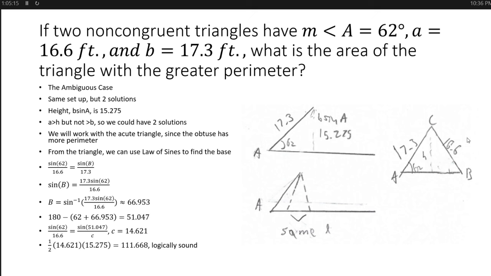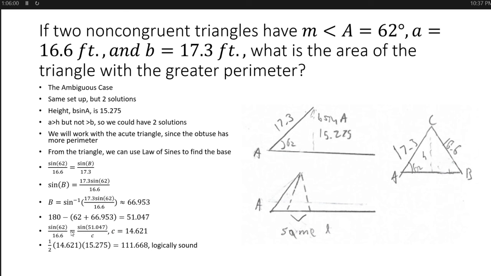Sine 62 over 16.6. Sorry. Opposite, as you can see in the diagram, is equal to sine B, which is this angle right here, over 17.3, because our law of sines is, as was mentioned in the wrong problem that I did, my mistake, sine A over A equals sine B over B, which is sine C over C. So yeah, we can use that ratio. Find sine B. Sine B is this number, and then use inverse to find the angle, which is 66.953. So we'll use that. That goes here, and then use 180 minus 62 plus 66 gets 51.047.